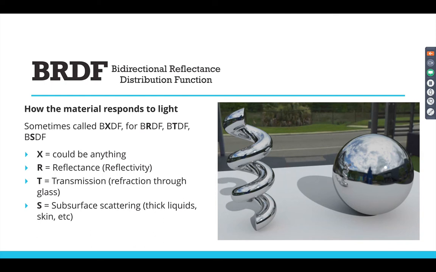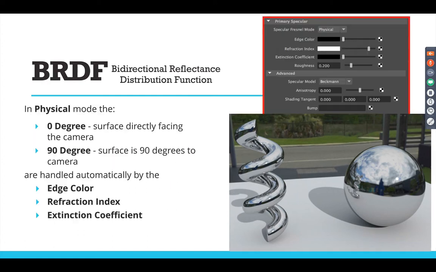BXDF, like I said, the X we're replacing with R. The X could also be transmission. It could be S for subsurface scattering. It could be anything we're measuring in two directions: how the material responds to light. Like I said, we're using BRDF right now.